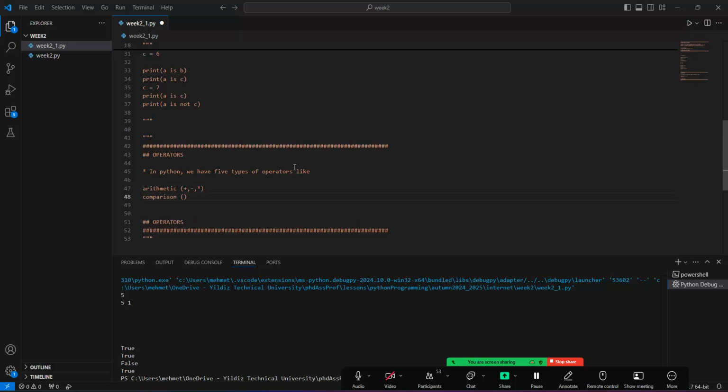Comparison operators: greater, lower, greater equal, lower equal. Logical operators can be given such as and, or. Bitwise operators: ampersand, or, tilde, not. And we have the special purpose operators: is, in.